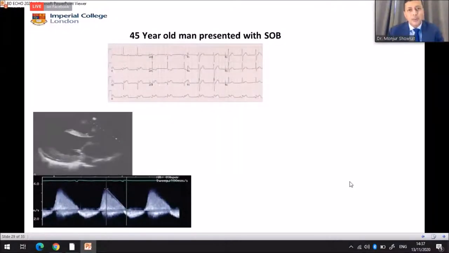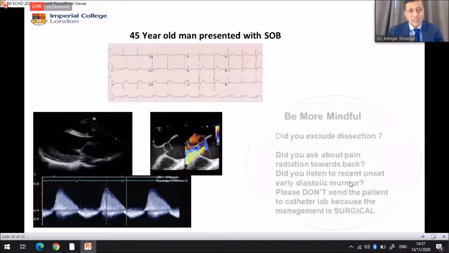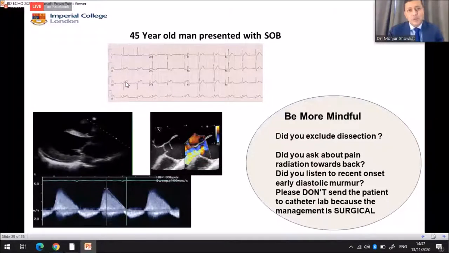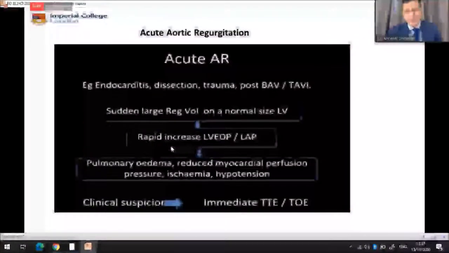So this is somebody with aortic regurgitation. I'm not going into details of it. It presented with ST elevation in leads II, III and aVF. On scanning, we found what you see here is the dissection. You need to bear in mind that dissection can present with inferior wall changes, so we shouldn't always look for changes in ascending aortic dilatation.